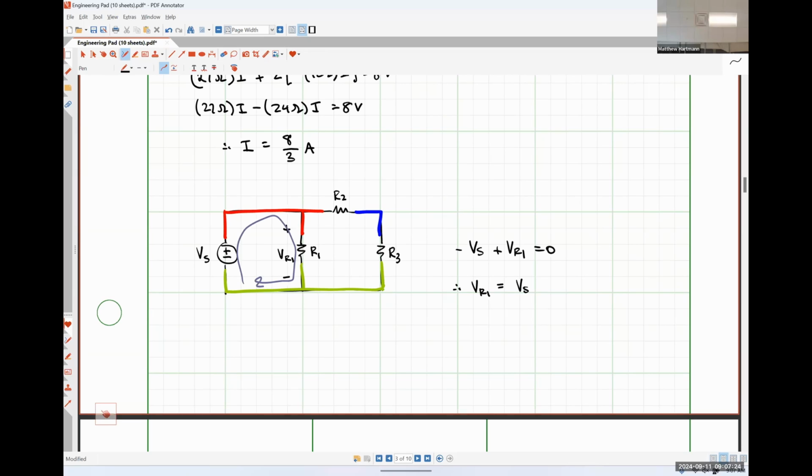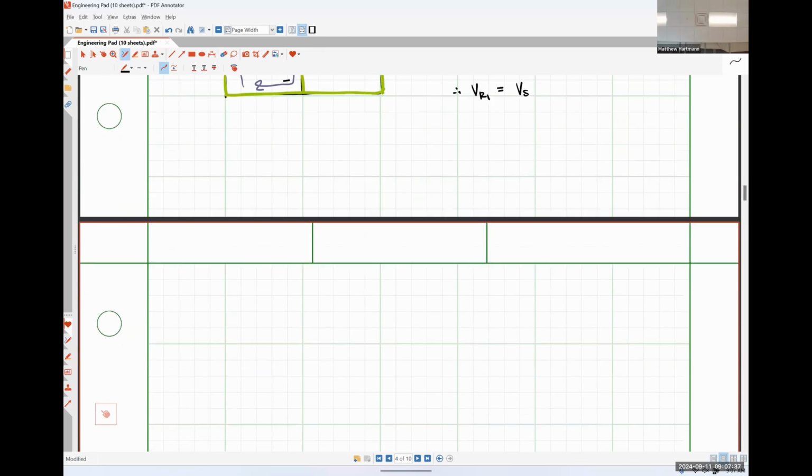But anyway, so this is something that you guys were told in your previous classes, and now we know exactly why it works. It's Kirchhoff's voltage law. Okay, so now let's talk about Kirchhoff's current law.